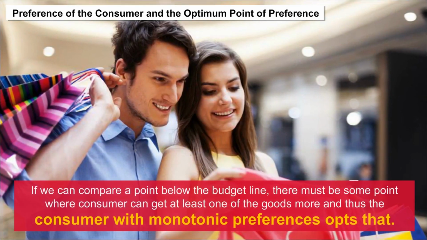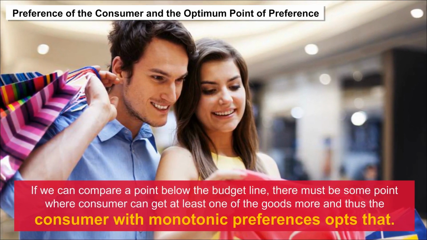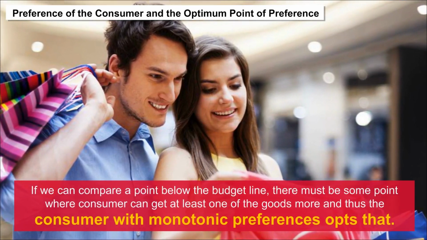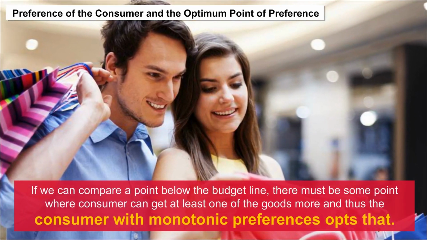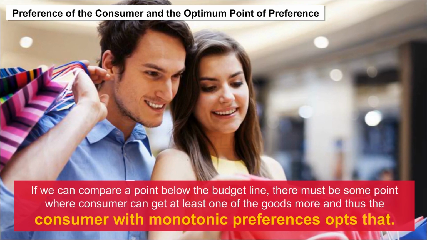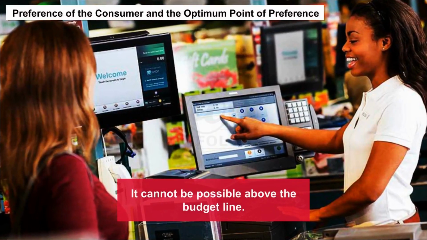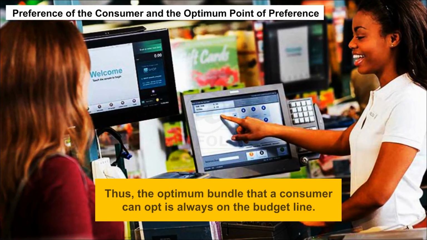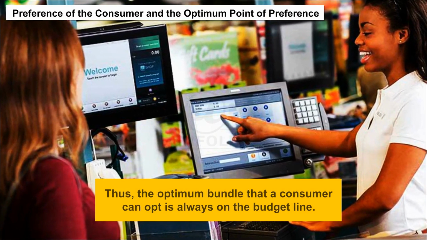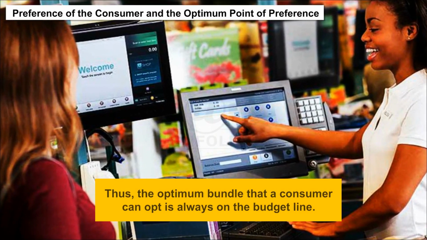If we compare a point below the budget line, there must be some point where the consumer can get at least one of the goods more, and thus the consumer with monotonic preferences opts for that. It is not possible above the budget line. Thus, the optimum bundle that a consumer can opt for is always on the budget line.